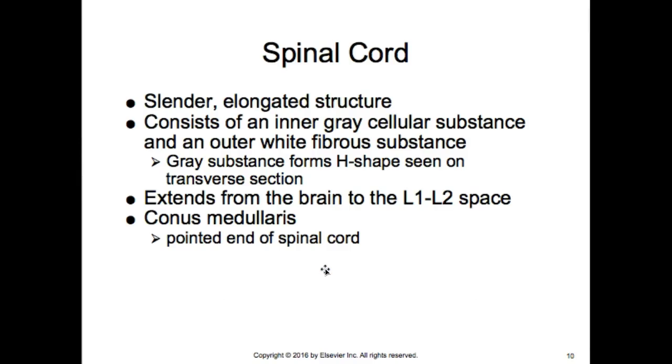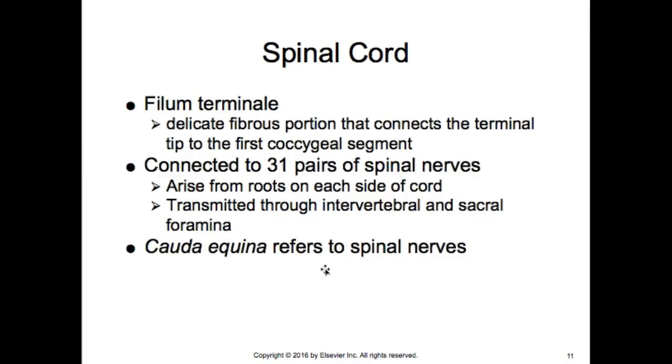So the spinal cord is a slender, elongated structure, consisting of inner gray cellular substance and outer white fibrous substance. The gray substance forms an H seen on a transverse section. If we cut it, you can see it, and I'll show you what that looks like. It extends from the brain to the L1, L2 space in the lumbar spine. And there's the conus medullaris, which is the pointed end of the spinal cord at that level of L1, L2.